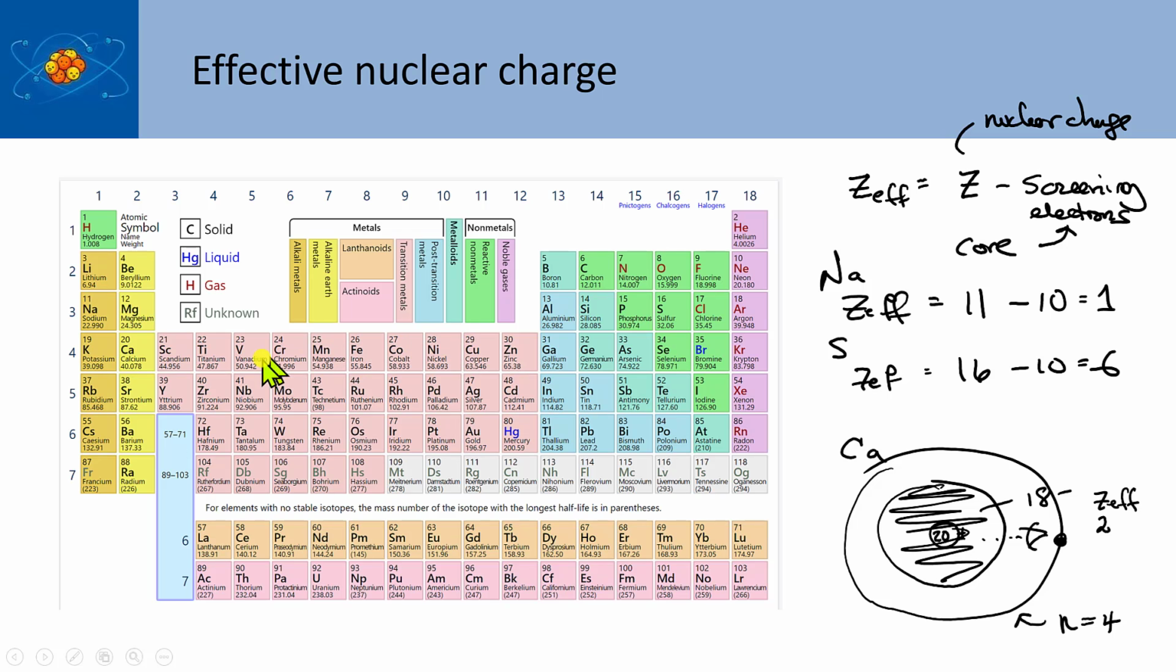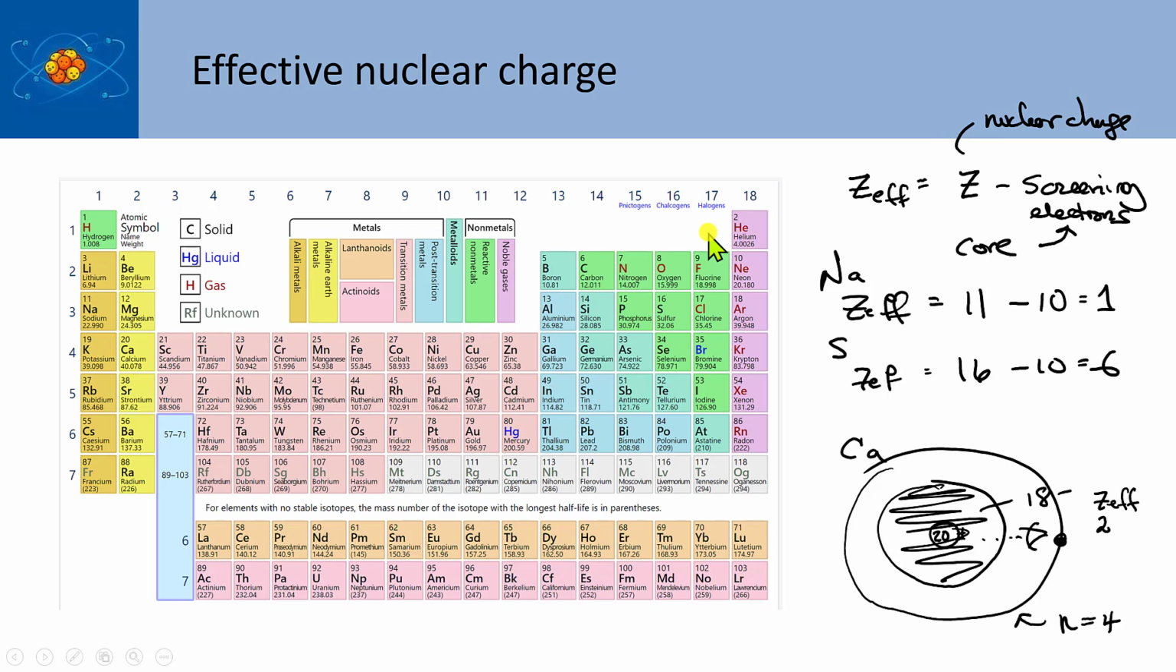But anyways, the idea is effective nuclear charge essentially increases from left to right on the periodic table. And that means atoms towards the right in the main group elements, so that's 1, 2, then 13 through 18, all get smaller, right, as you go from left to right on the periodic table.